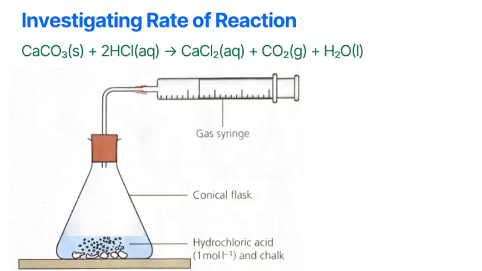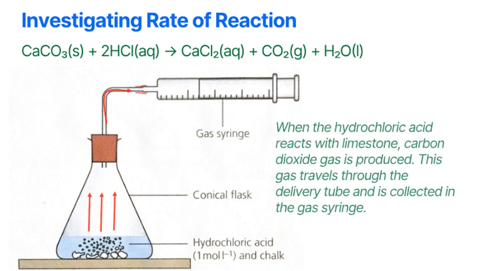We are going to investigate the rate of reaction between hydrochloric acid and limestone chips. In this experiment, we set up a conical flask containing limestone chips. Hydrochloric acid is added, and the flask is connected to a gas syringe using a delivery tube. When the hydrochloric acid reacts with limestone, carbon dioxide gas is produced. This gas travels through the delivery tube and is collected in the gas syringe.